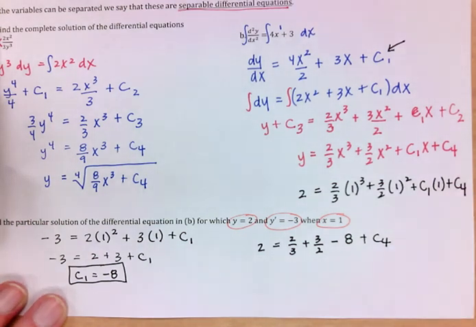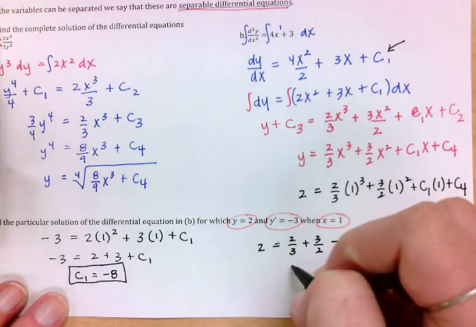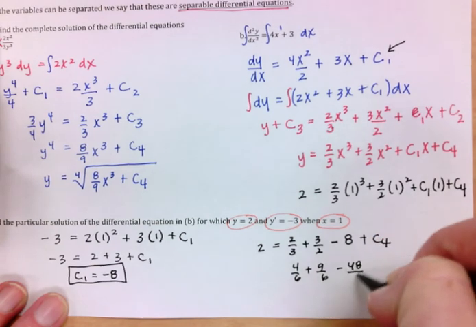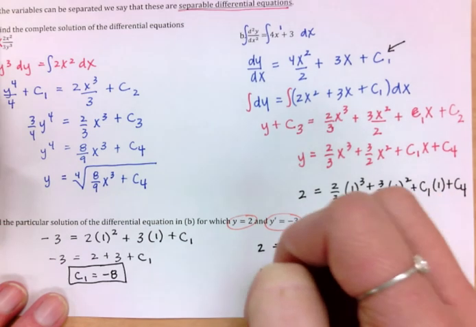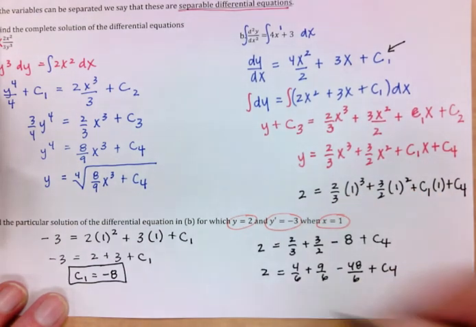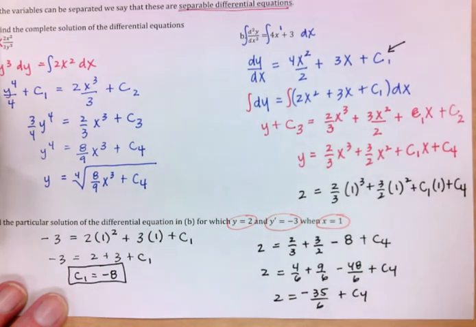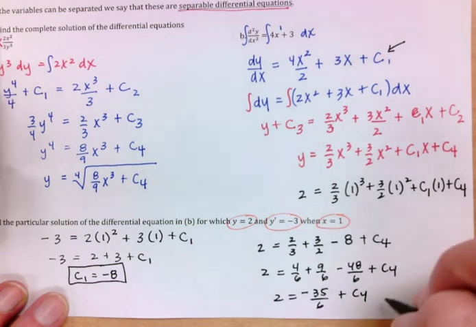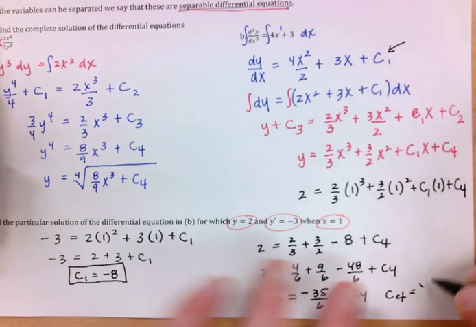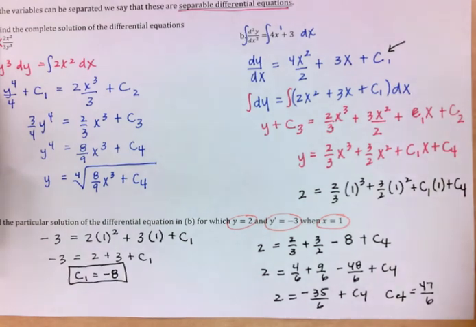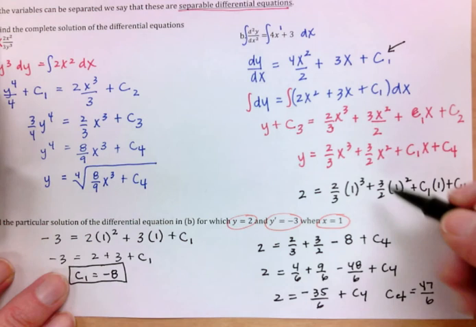Okay, so then I'm going to need a common denominator, so this becomes 4/6, this is 9/6, this would be 48/6, equals 2. So that's -35/6 equals 2 plus C4. Then I add 35/6 to 2, so that is 47/6. And of course, if you prefer decimals, go for it. So C4 is 47/6.